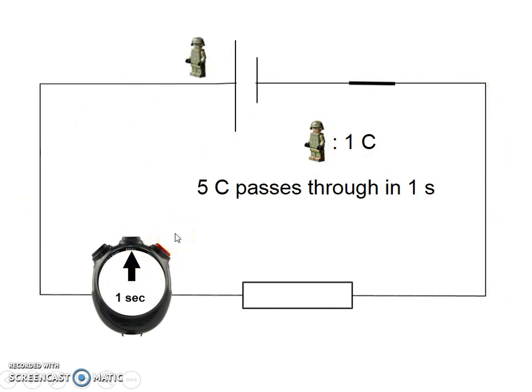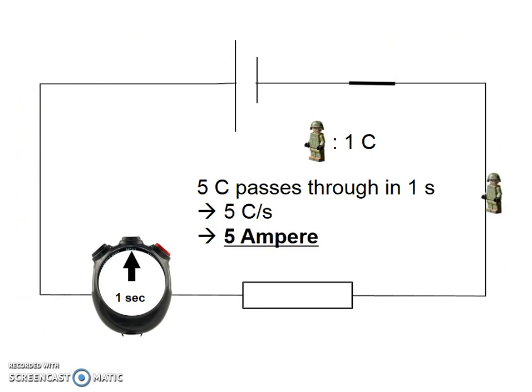So what does that mean? 5 coulombs passing through in 1 second. Well, I could summarize that into 5 coulombs per second. And we call this 5 amperes, or 5A. I'm sure you're familiar with this.